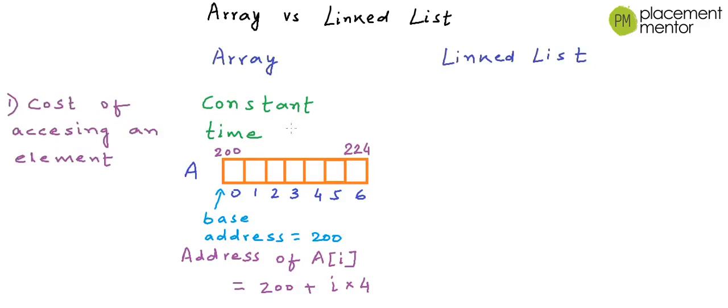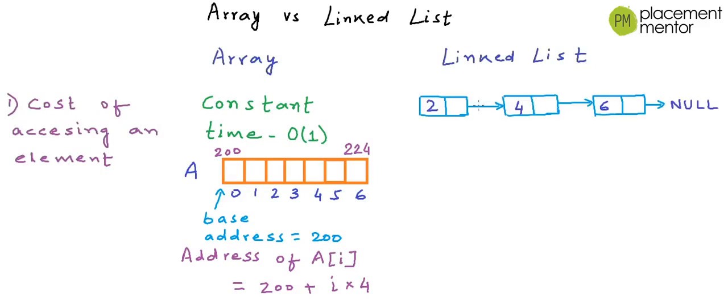In terms of big O notation, constant time is also called big O of 1. So accessing an element in an array is big O of 1 in terms of time complexity. If you are not aware of big O notation, check the description of this video for a tutorial on time complexity analysis.